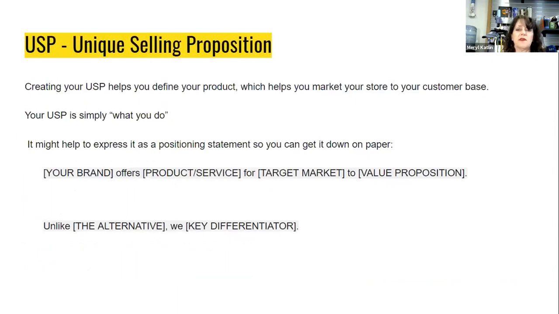Okay. The next thing is your unique selling proposition. When you know what that is, that helps you to define, again, who you're selling to. So I'm just going to use mine for example, and you think of your own. Your brand. So I'm going to say Make It Tea Online offers the product service apparel for creative people, the target market, to design themselves. That's what Make It Tea Online does. That's not what your stores do.